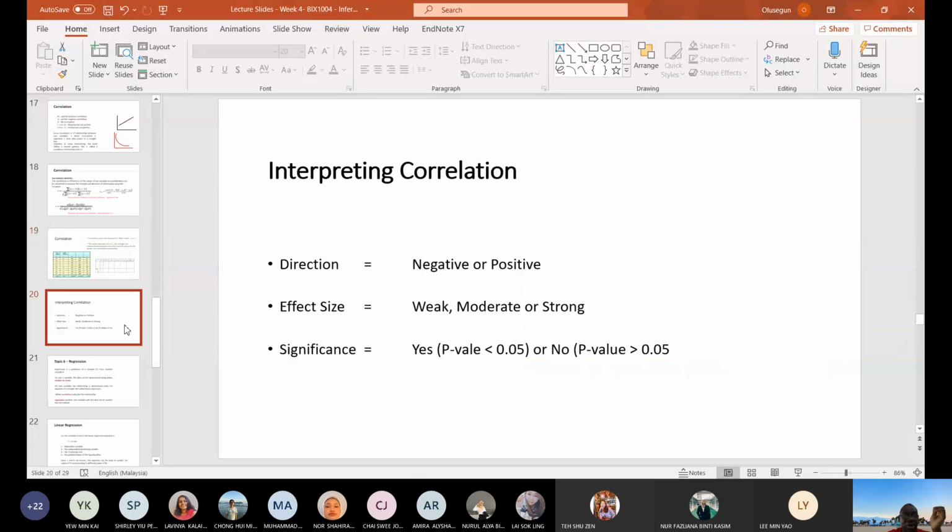So let's quickly look at interpreting correlation. I think I've explained this, but the one I've not explained is the p-value. Well, I've told you it could be negative or positive. It can be weak, moderate, or strong. So when we have gotten either a positive moderate, positive strong, negative weak, or negative strong relationship, the next thing is how significant it is.